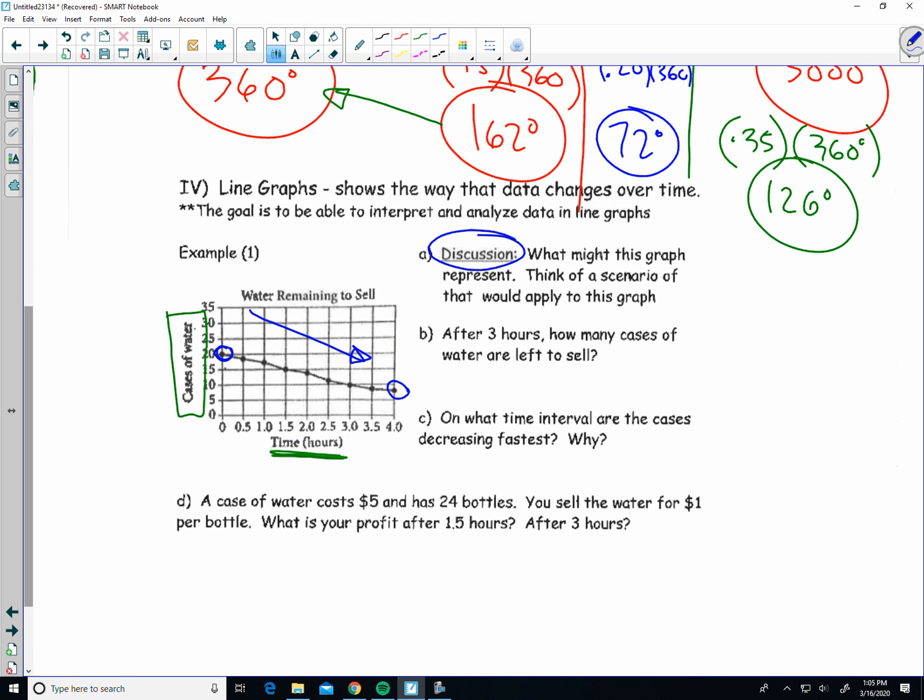And now we have a couple questions about that, right? After 3 hours, how many cases of water are left to sell? So again, we got 20 cases of water. If we go to the 3-hour mark, you can see that we sold 10 cases of water. How many cases of water are left to sell? Well, hopefully, if we had 20 and we sold 10, we still have to sell 10 more.